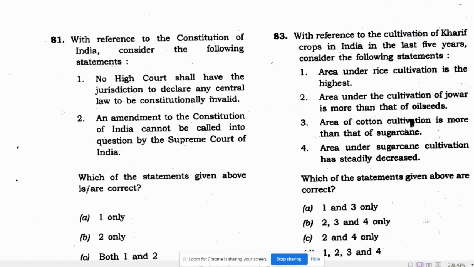With reference to cultivation of kharif crops in India in the last 5 years, consider the following statements. Area under rice cultivation is highest. Area under the cultivation of jowar is more than oil seeds. Cultivation of cotton is more than sugarcane. Area under cultivation has steadily increased. This is predominantly a data-driven question.